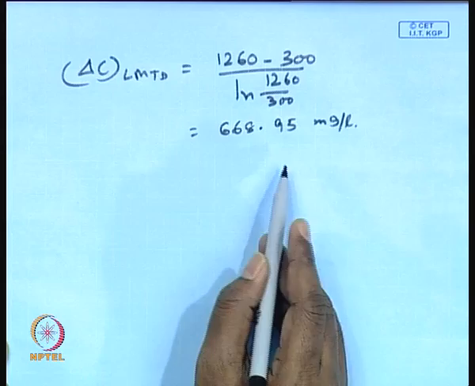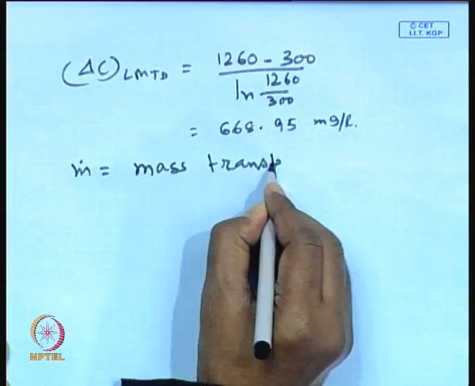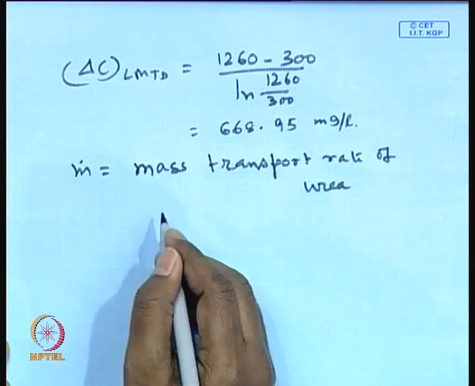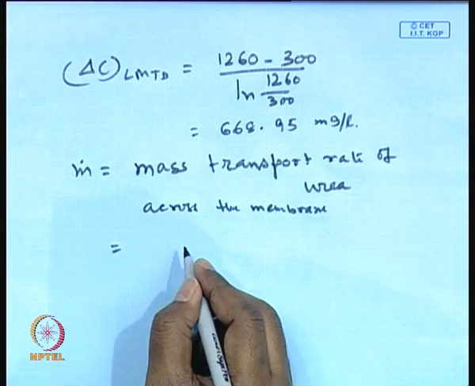So, the log mean concentration difference for the full dialyzer module turns out to be 668.95 milligram per liter, and you can calculate the mass transport rate of urea across the membrane. How much urea has been transported across the membrane? The amount of urea that has been lost in the feed chamber, right.